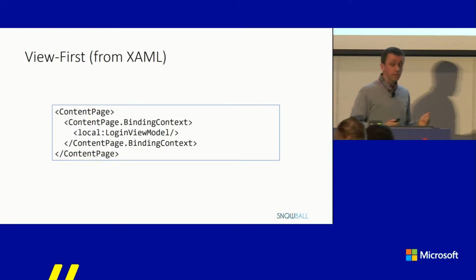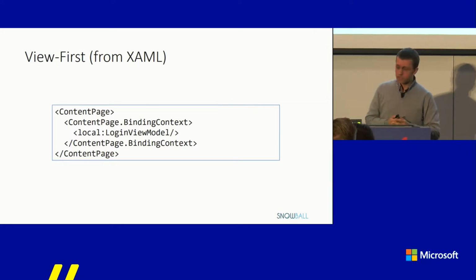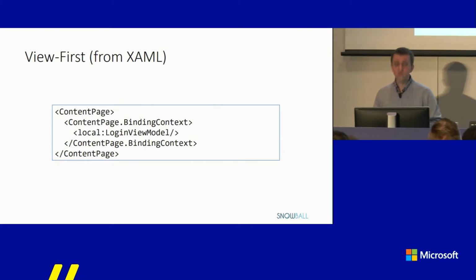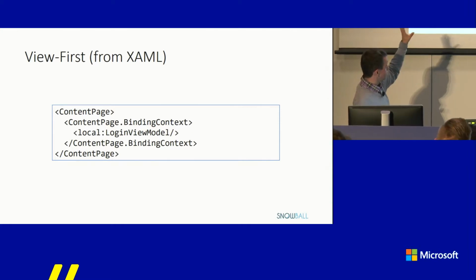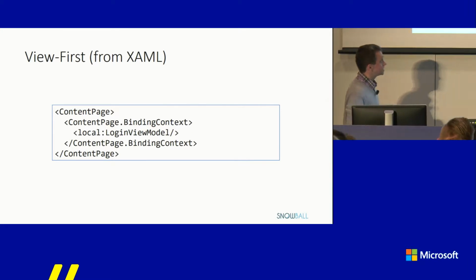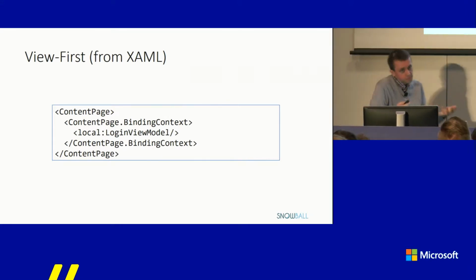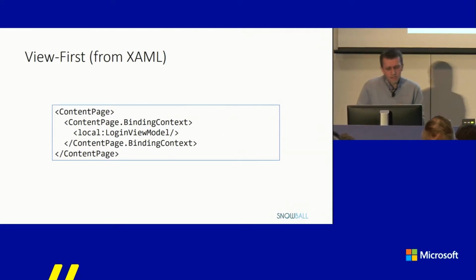So we can do it very simply, like here. In the XAML code, we can simply specify or invoke the ViewModel. In this case, I'm simply saying that the view, the page, will use the LoginViewModel as its binding context. That's very simple, but still maybe a bit too directly tight a connection between my view and my ViewModel.